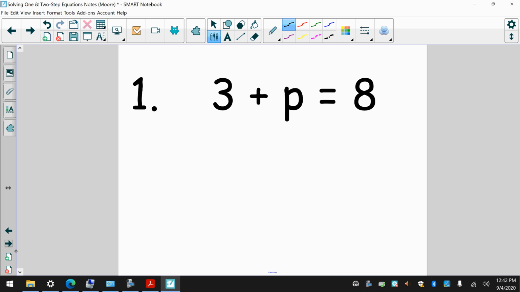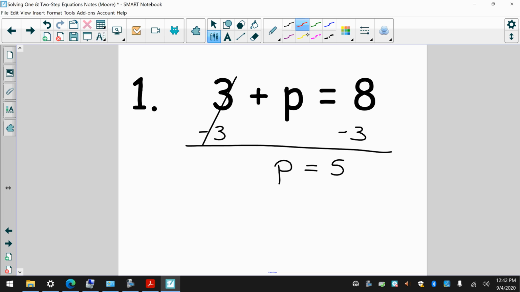In this case, I have 3 plus p equals 8. Like I said, we're looking for the value of the missing variable. You might know this just by looking at it, but just for practice, let's solve the equation using opposite operations. 3 plus p equals 8. Since this is attached by addition, or this is a positive 3, how do we eliminate it? We're going to subtract 3 from both sides. We're going to do the opposite operation. 3 minus 3 is just 0, so I have p equals 5.